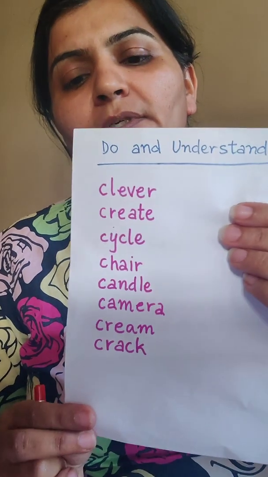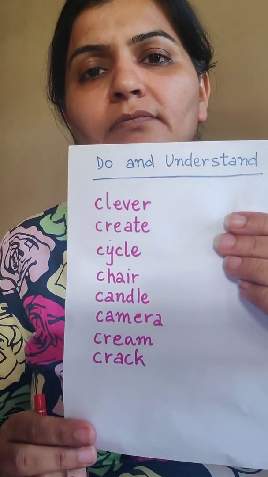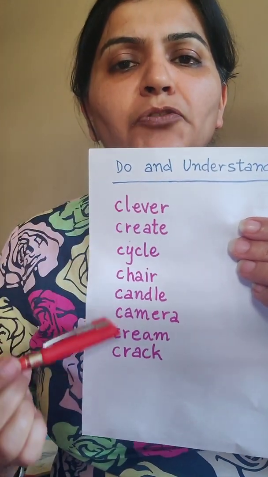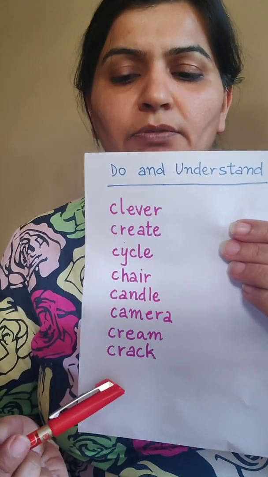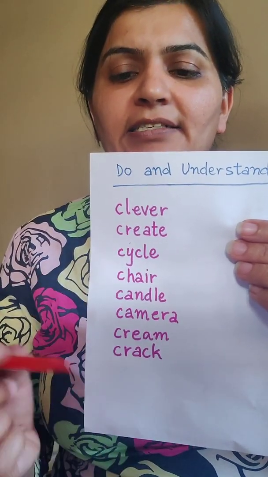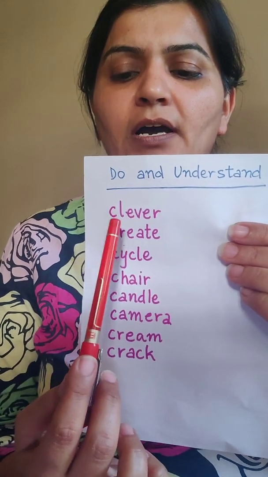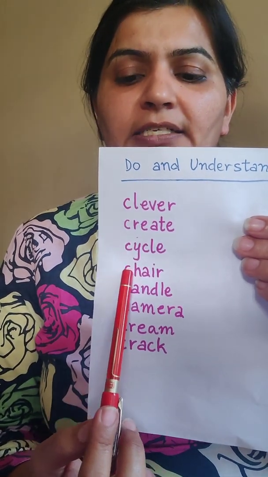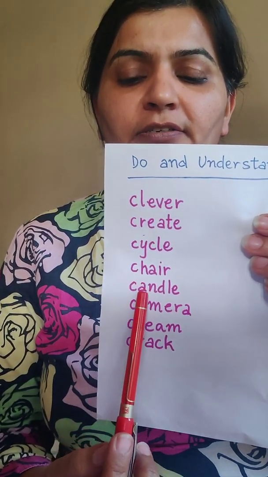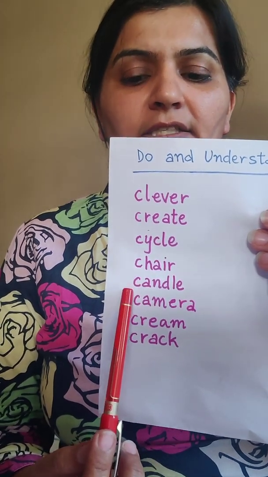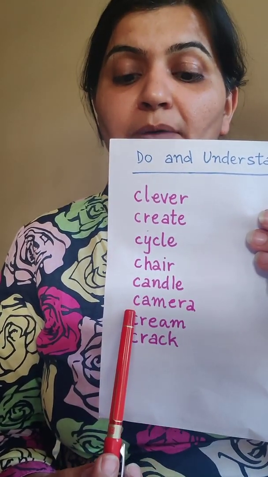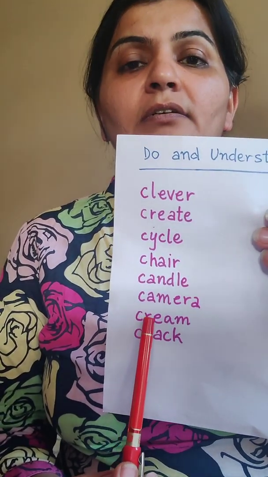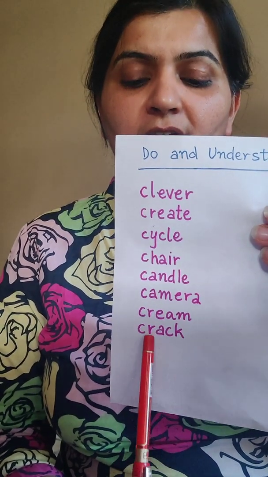Okay. So the words here, all the words are starting with C. So you will have to check the second letters of all the words. Now let's look at the second letters. Clever, you have L. R is the second letter of create. Y, second letter of cycle. H, second letter of chair. A, candle. A, second letter of camera also. C and R, okay. R, cream and crack, R again.